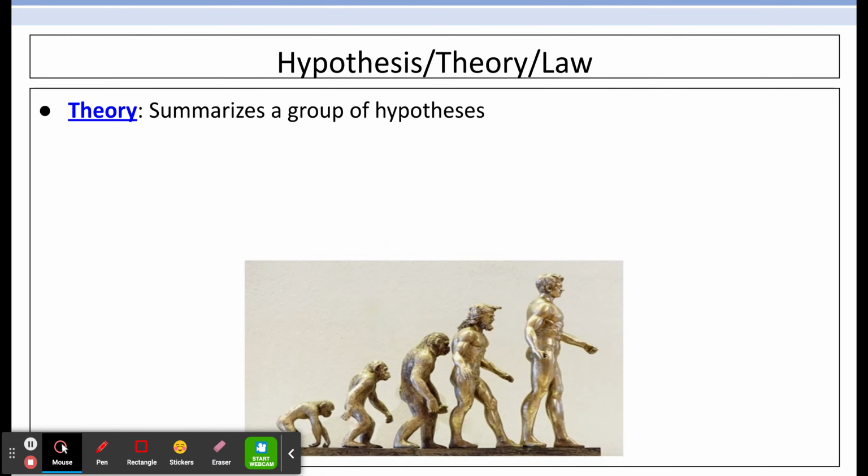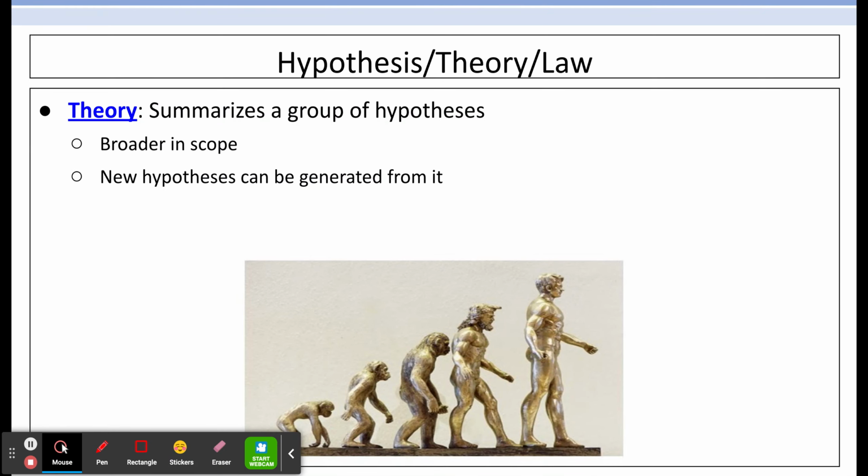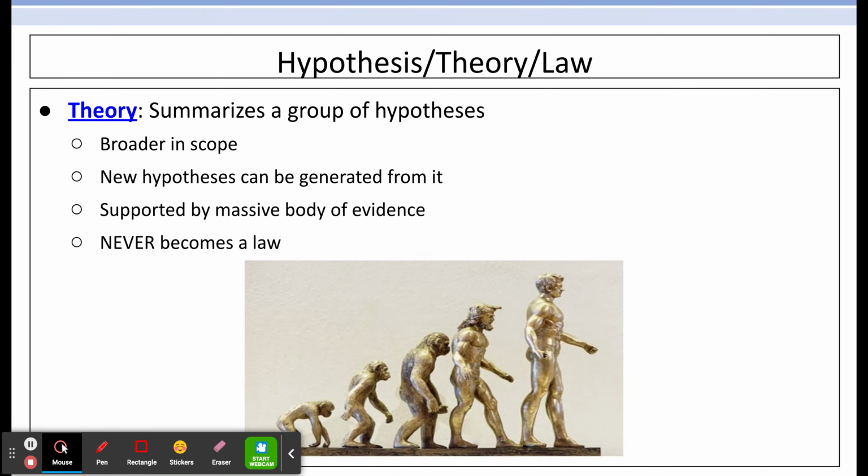So a theory summarizes a group of hypotheses. It's broader in scope. New hypotheses can be generated from it. It's supported by a massive body of evidence, but it never becomes a law. A lot of people, especially because theory is such a used colloquialism, don't understand that a scientific theory is actually a really strong body of evidence, but it doesn't ever become a law. There is a difference between the two.